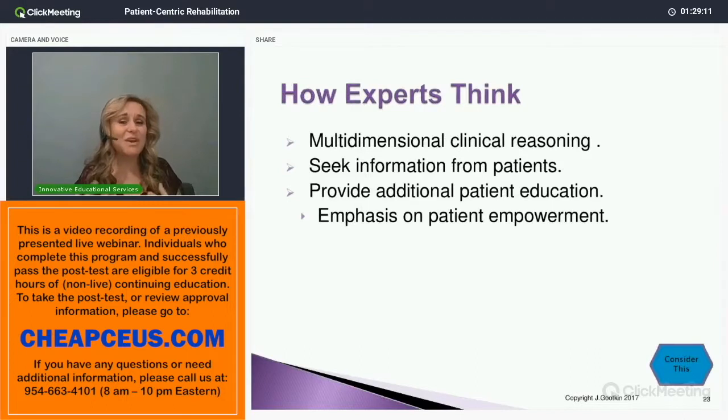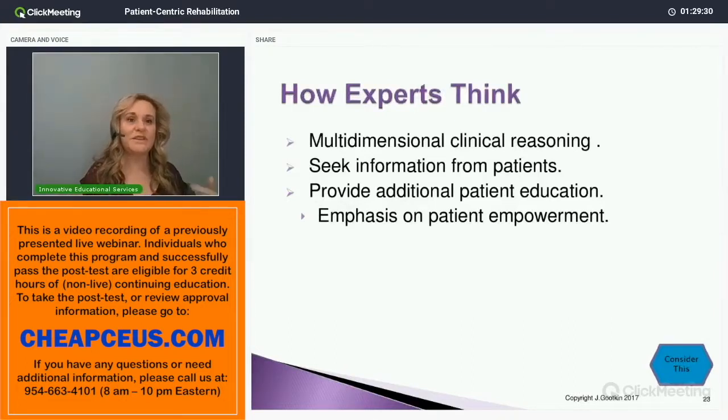Also, what they found that kind of goes with this is that you empower your patients more. So individuals that were termed experts, which is not really the best terminology, but who were more highly regarded, had better outcomes. What they found is they tended to empower their patients more.